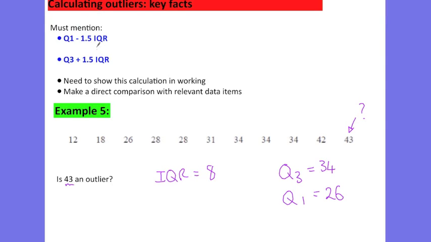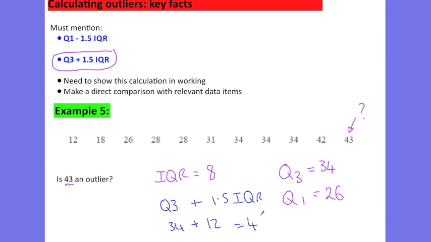So we're going to apply our calculation here. This part is for the lower end, so this is the one we're going to use. Taking what we need to do here, Q3, add 1.5 times the interquartile range. So the Q3 is 34, and we add 1.5 times 8. 1.5 times 8 is 12. 34 add 12 is 46.